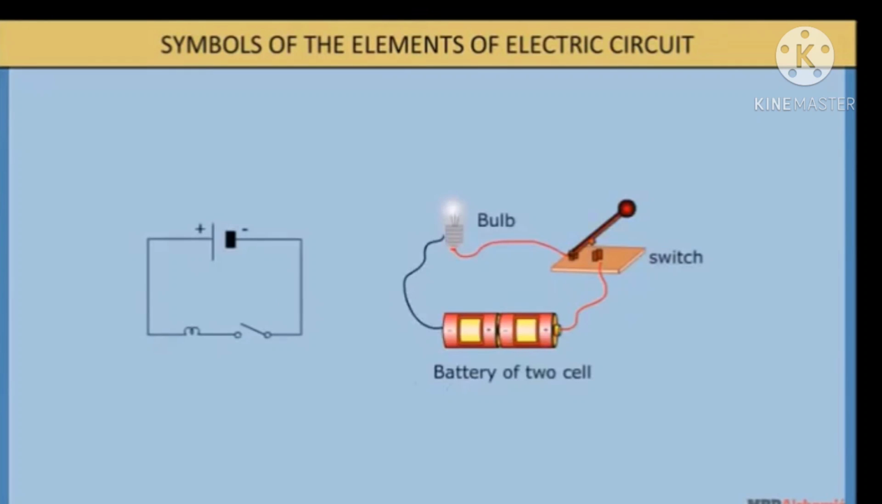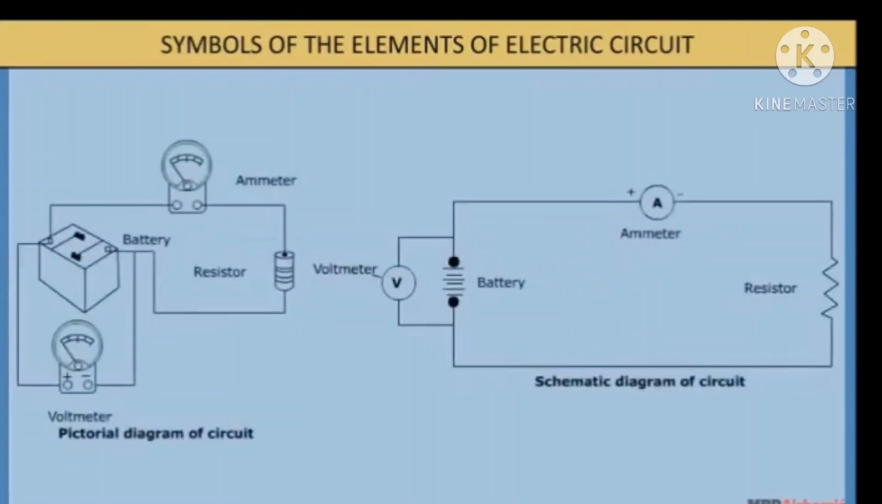The various components of the circuit are represented by standard circuit symbols. It is much easier to draw circuit diagrams using symbols. Therefore, we generally represent an electric circuit by its circuit diagram as shown in the figures. Now, my dear kids, symbols of some common components are shown.